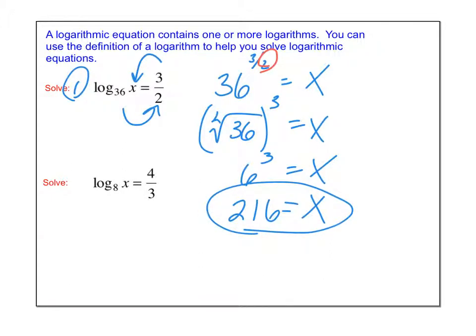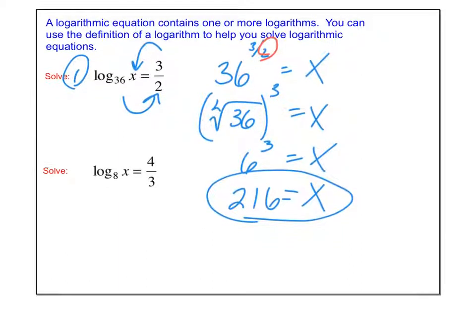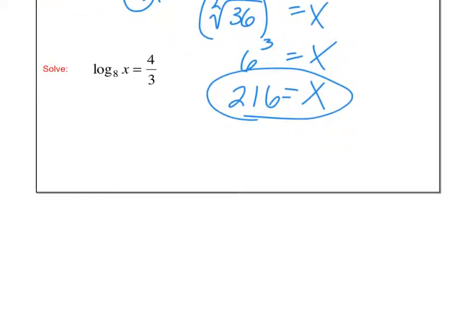Therefore, the log base 36 of 216 is equal to 3/2. Let's try the next one. Same idea. We're trying to figure out the log base 8 of x equals 4/3. Let's begin by rewriting in exponential form. This helps us solve log equations. Okay, so 8 to the power of 4/3 equals x.